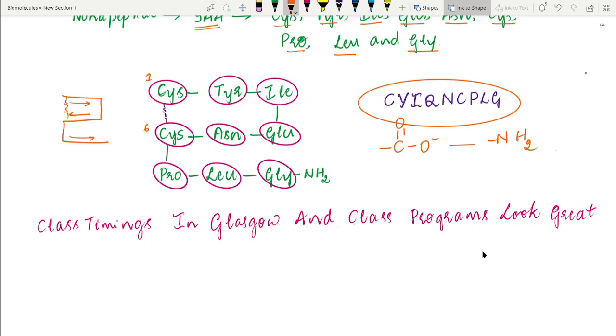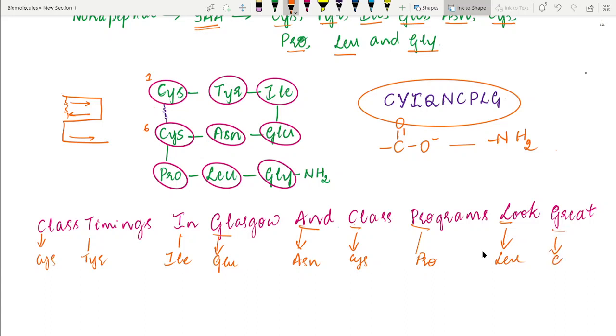See, the class timings in Glasgow and class programs look great. The first letter of each word represents the amino acids. So remember C as cysteine, T for tyrosine, I for isoleucine, G and L for glutamate, A and N for asparagine. Again C is for cysteine, PRO is for proline, L is for leucine, and this G is for glycine.